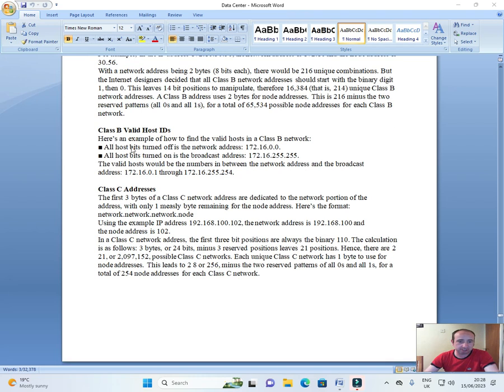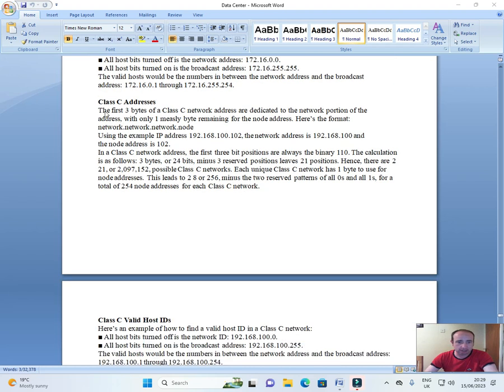Class B valid host IDs. Here's an example of how to find the valid hosts in a Class B network. All host bits turned off in the network address is 172.16.0.0. All host bits turned on is the broadcast address, 172.16.255.255. The valid hosts would be the numbers in between the network address and the broadcast address, 172.16.0.1 through 172.16.255.254.